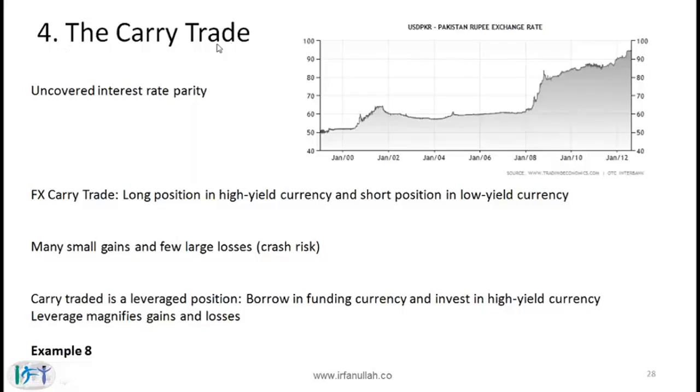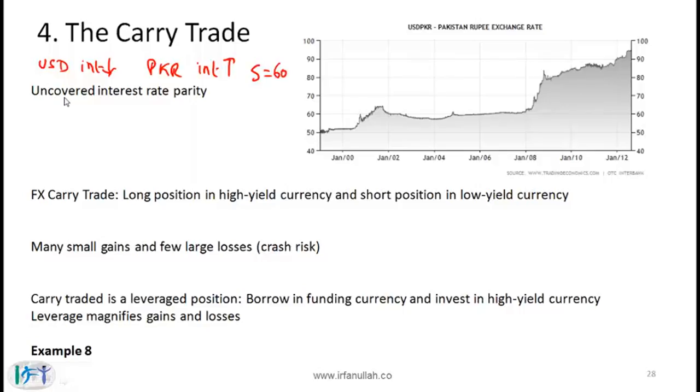Section 4, the carry trade. So let's understand this through an example. Say we are working with two currencies, the US dollar with a relatively low interest rate or low yield, and the Pakistani rupee with a relatively high interest rate or yield. And let's say that initially we have a spot rate of rupees 60 per dollar. So the rupee is the price currency and the dollar is the base currency.